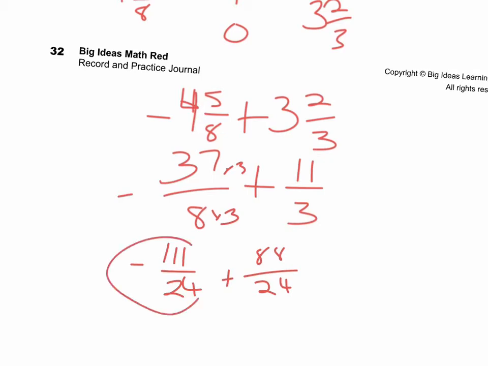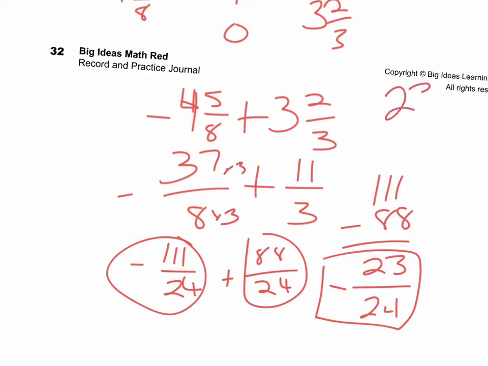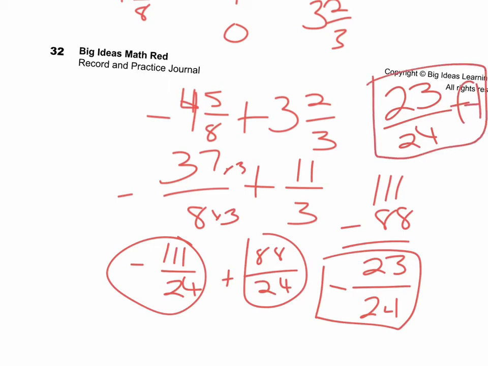And then we circle our things, and opposite signs we subtract. So I'm going to take 111 minus 88. Okay, and you should get 23. So 23 over 24. And my negative is bigger, so my answer is negative. But we're not going to have a negative distance. So really what we're going to get is 23/24 feet change. That would be your answer for this problem. Awesome.